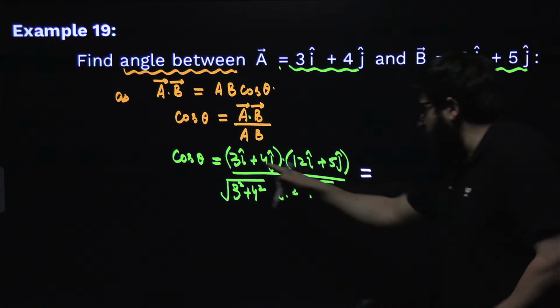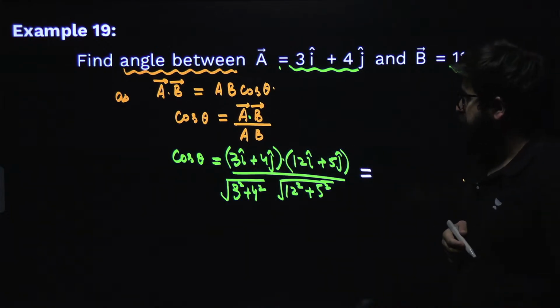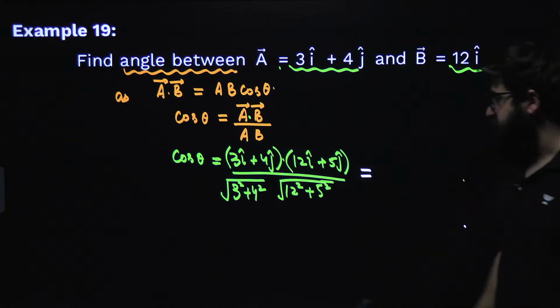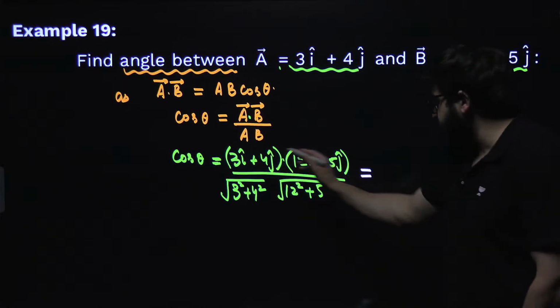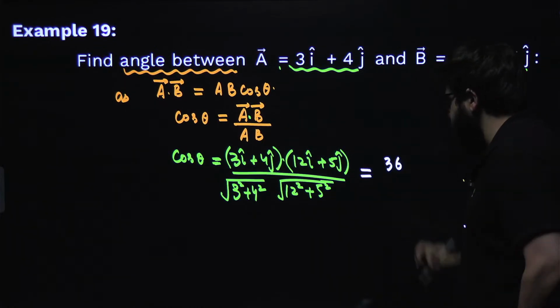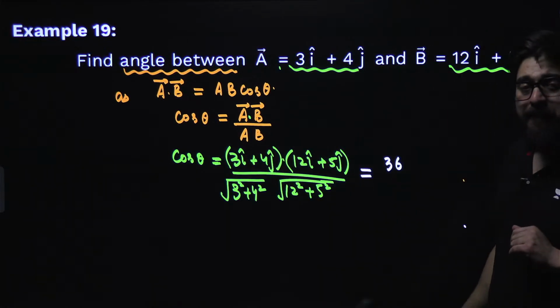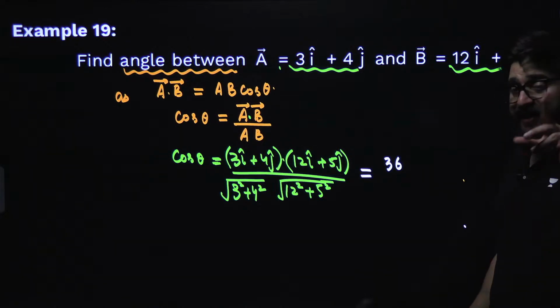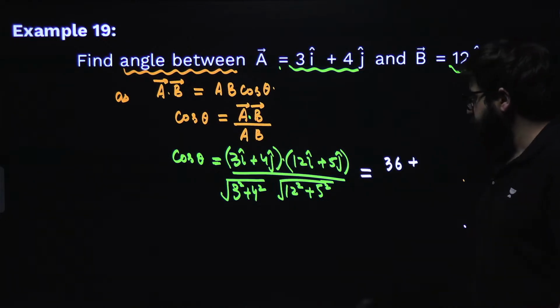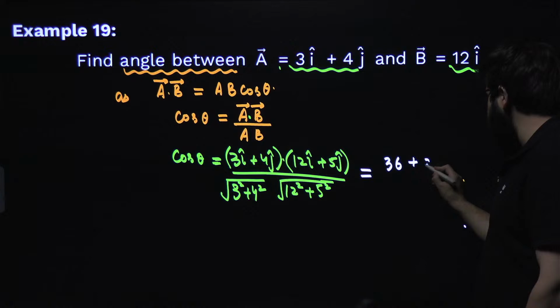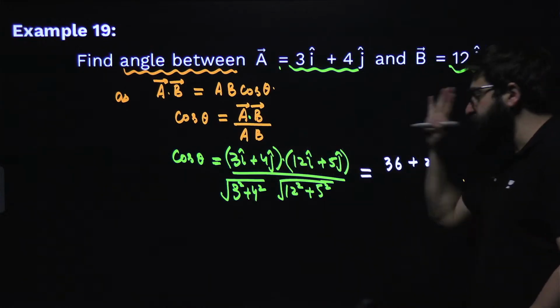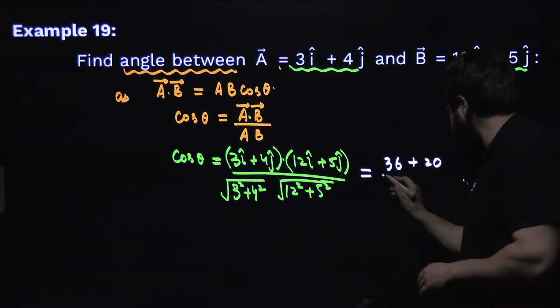See, now 3 into 12 and 4 into 5. Now 3 into 12 is 36, and i cap into i cap is 1. Then plus 4 into 5, that is 20, and j cap into j cap is 1. Then we say upon.